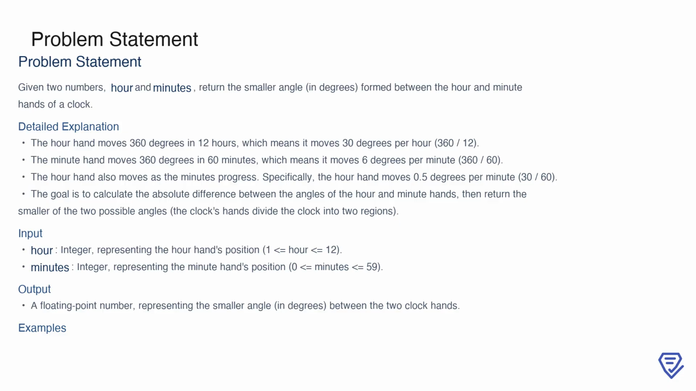To solve the problem, we calculate the absolute difference between the angles formed by the two hands, and since the clock divides into two regions, we return the smaller of the two possible angles. The inputs to the problem are the hour and minute values, and the output is a floating point number representing this smaller angle. Let's explore some examples to understand this better.